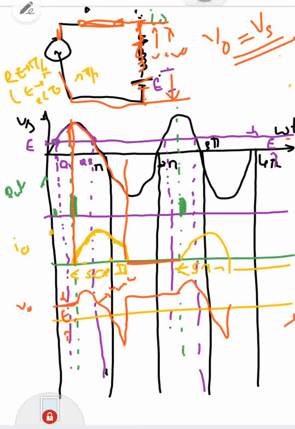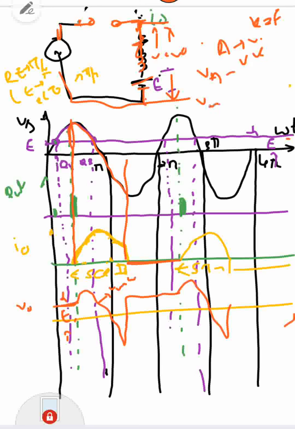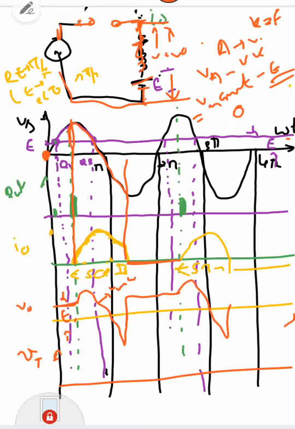Now how will you draw the SCR voltage? Cathode is connected to E, anode is connected to Vm sin omega t. So what is the voltage across SCR? Anode potential minus cathode potential, that is Vm sin omega t minus E. That is the voltage across SCR. In this way you have to draw. So at this instant Vm sin omega t is equal to 0. What is E? E is constant. So what is the voltage? Vm sin omega t is 0, 0 minus E is equal to minus E. So we will start with minus E.